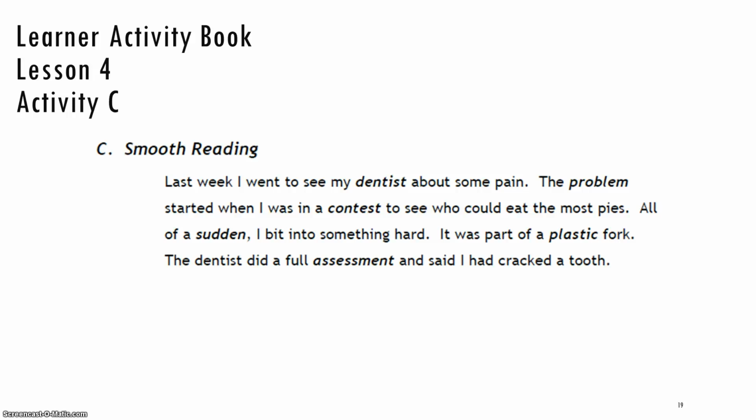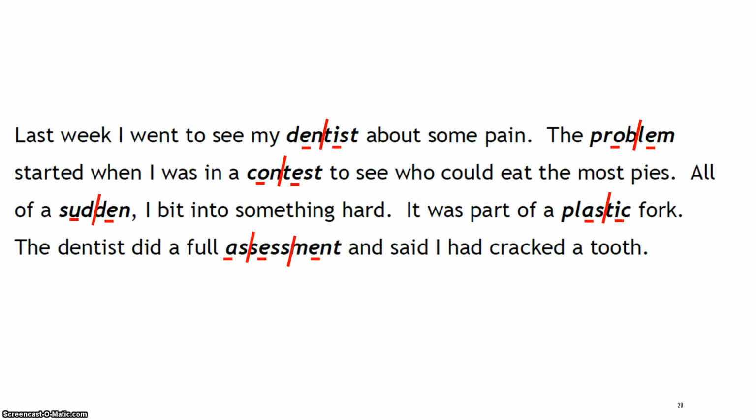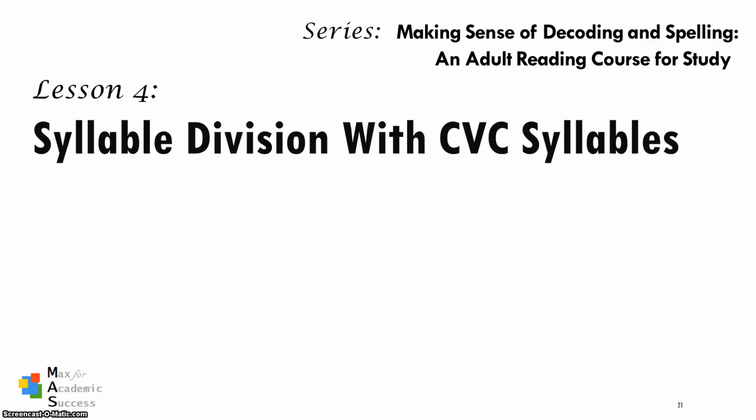Okay, if you're coming back now after completing lesson 4, activity C in your learner activity book, here are the answers. Okay, so you can check these. And that completes our lesson 4, syllable division with CVC syllables.